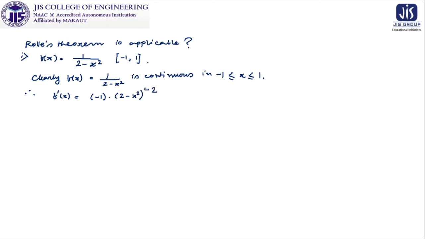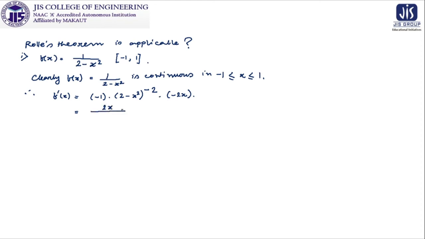It was whole to the power -1, so -1 will come in the forward part, and (2 minus x square) whole to the power -2. And then next you are differentiating minus x square, so it will be -2x. Okay, so simplifying this, the minus and this minus will cancel out.